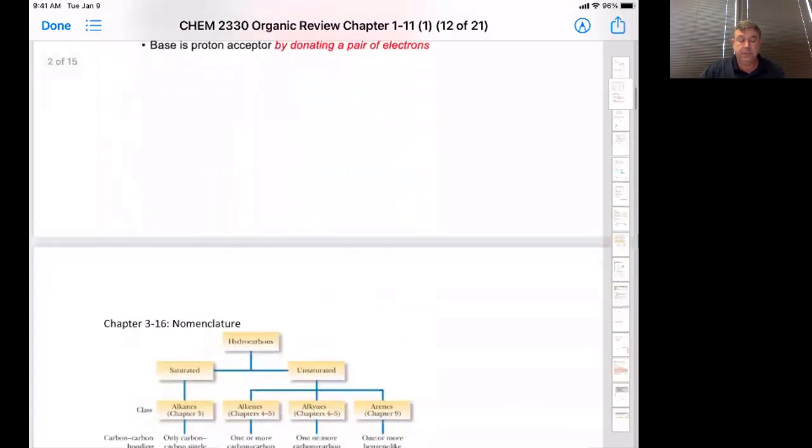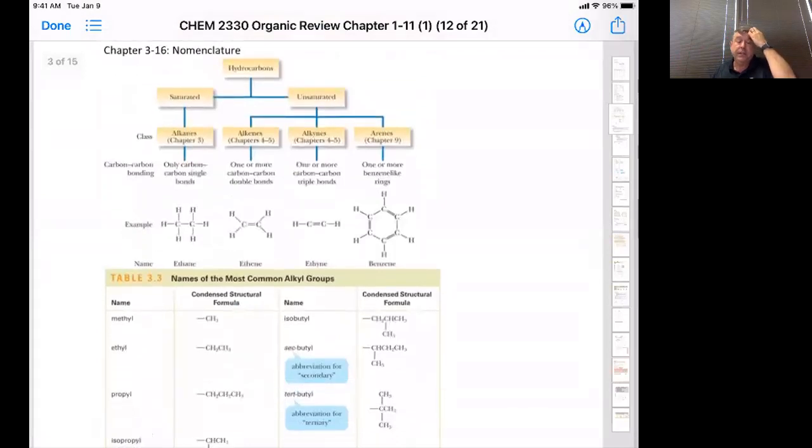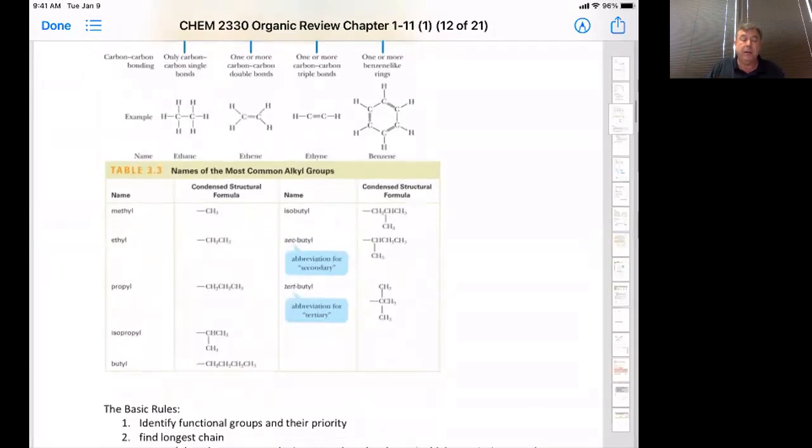Okay. Which brings us to nomenclature. Chapter 3. Know the different classes of compounds. We have alkenes, alkynes, alkanes. We have those aromatic species, which have their own naming structure, so don't forget to study our benzenes in chapter 9. And then also remember some of the common alkyl groups. The propyl, the isopropyl, the butyl, the isobutyl, sec-butyl, and tert-butyl are the most common.